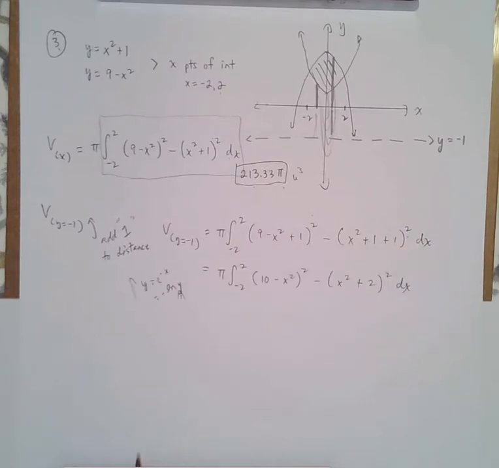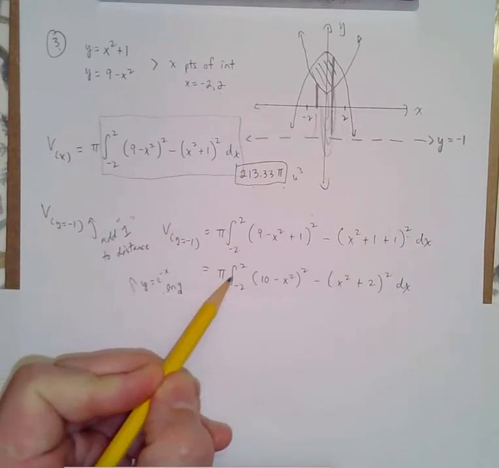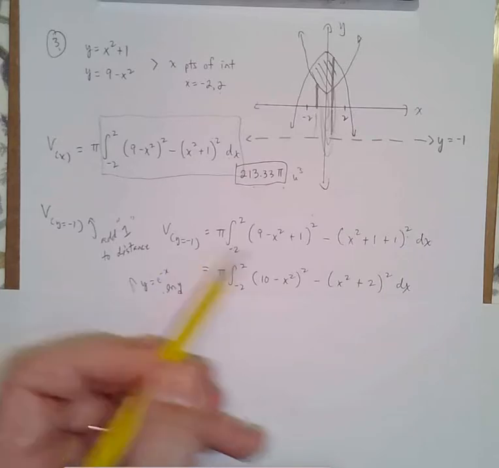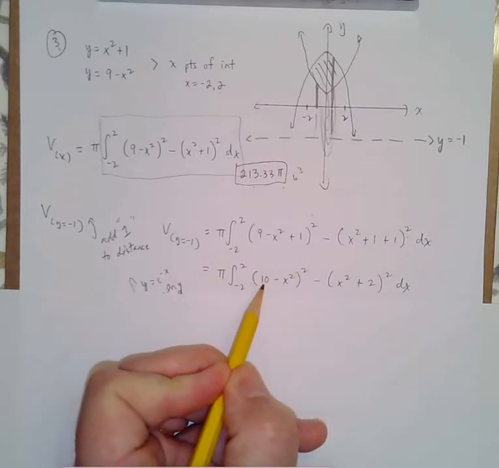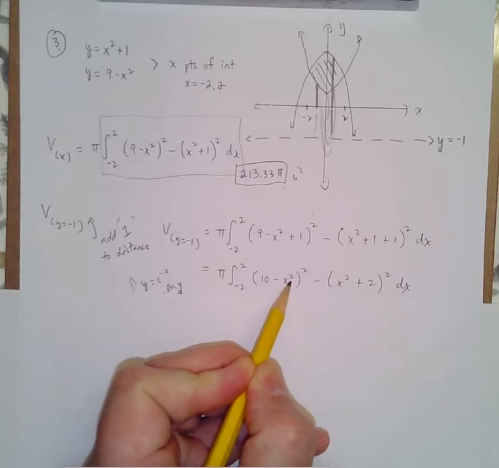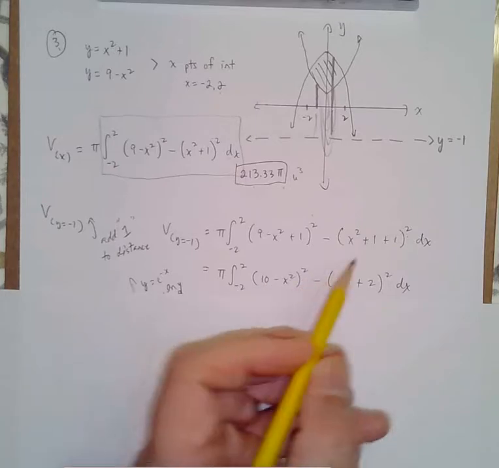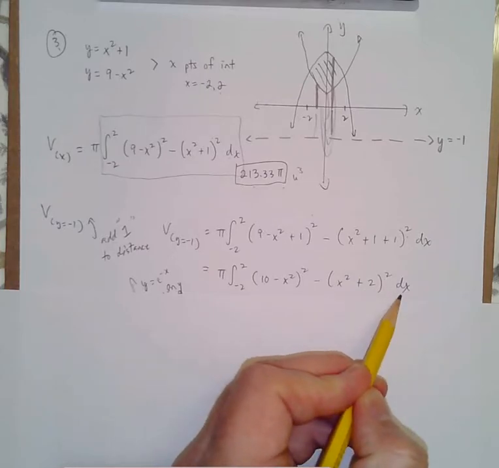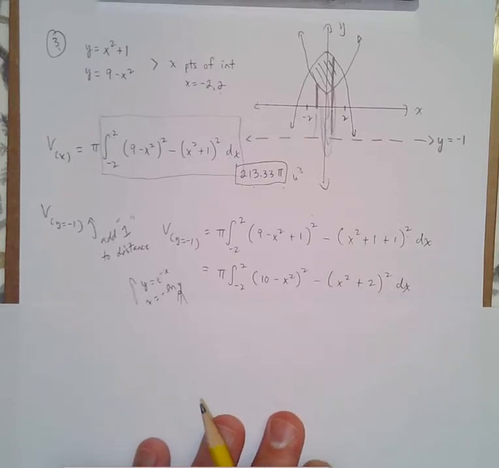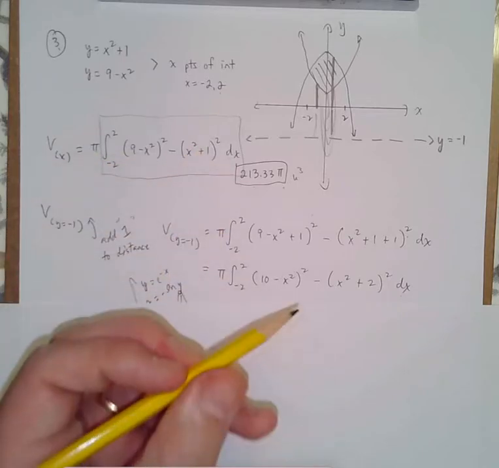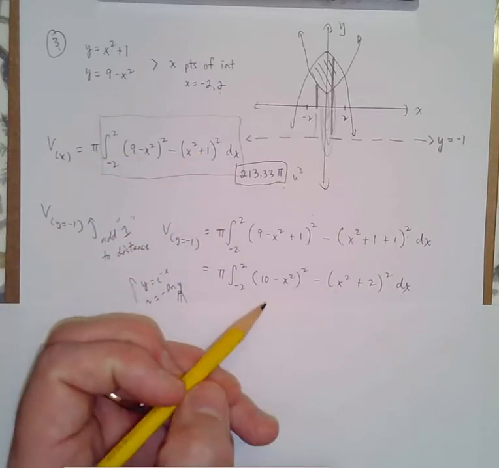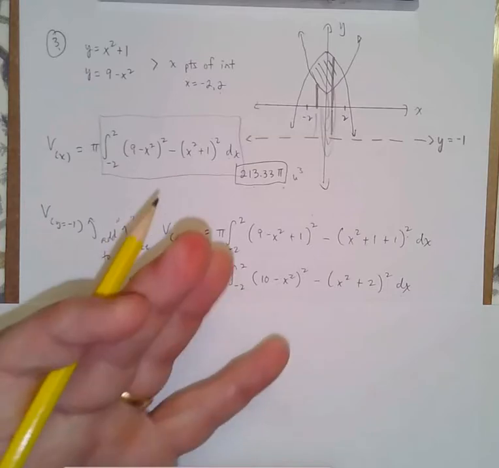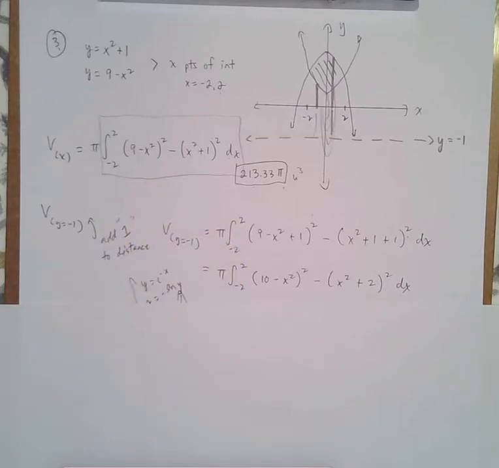Simplify that, and you get pi times the integral from -2 to 2 of 9 plus 1, which is 10, 10 minus x squared squared, minus x squared plus 2 squared dx. So that's what you're going to type in. Some of the questions on your quiz, which I'll talk about tomorrow for later this week, you're just going to set up an integral and not evaluate it. That's really my way of teaching how you do volume.